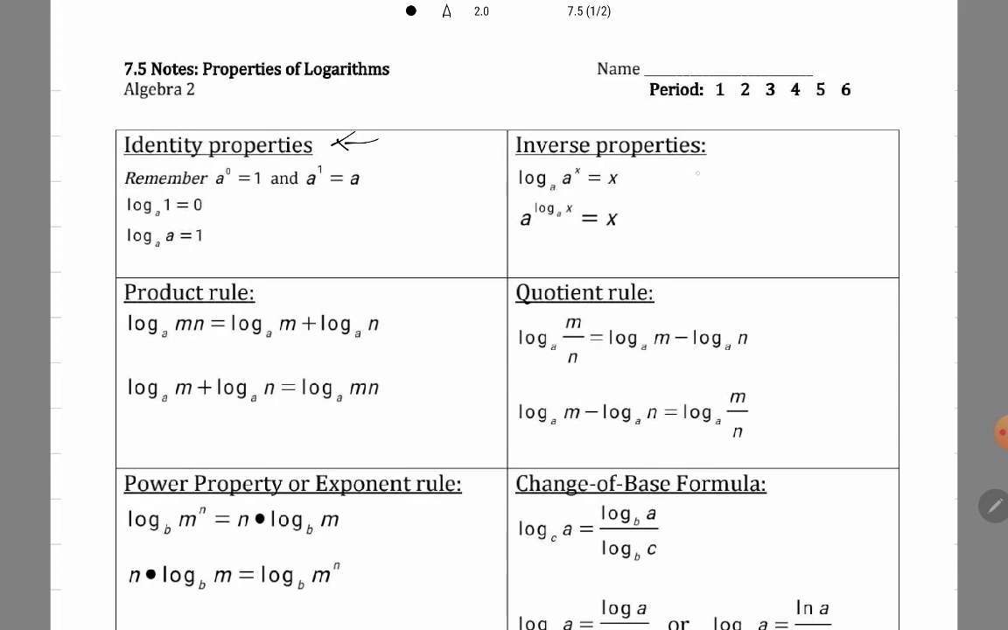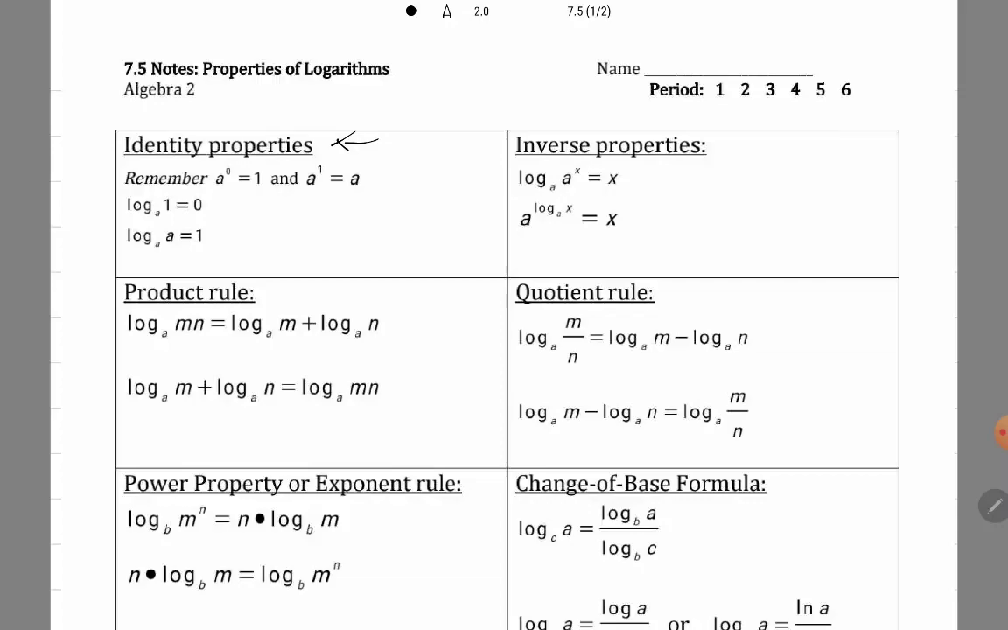And then let's look at the inverse properties. If we take the log base a of a to the x, those cancel, and you're left with x. And same thing if we're taking a to the log base a of x, those cancel and you're left with x.